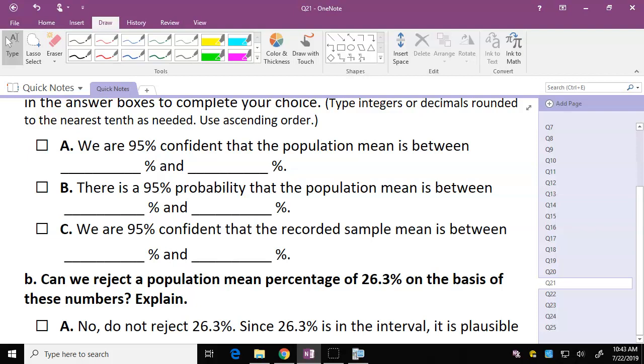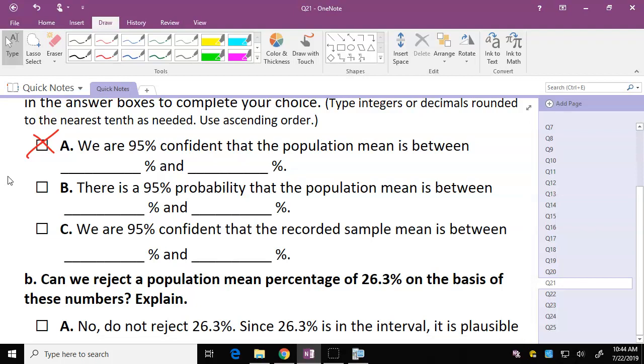C? You're close, but it's not C. So it is A. Remember, when you find the confidence interval, you are estimating plausible values of the population. Plausible values for your population. In our case, it's the population mean. You're using the sample to help you out with that.